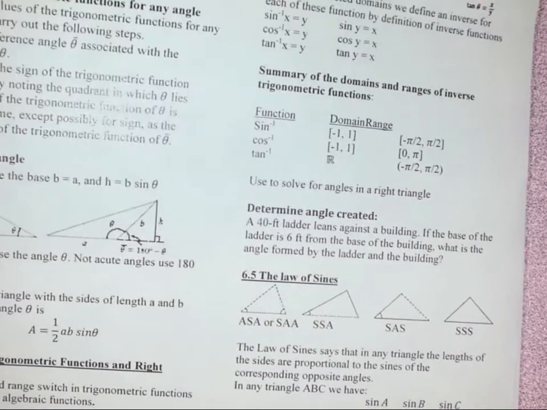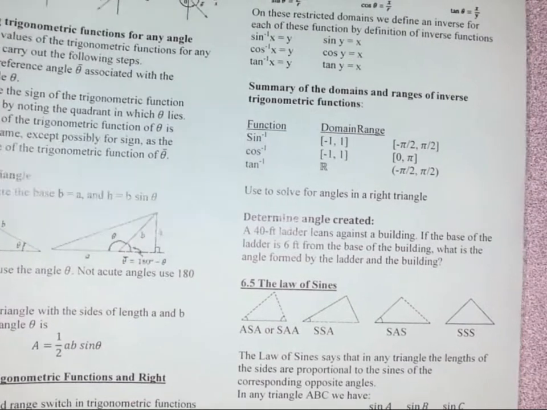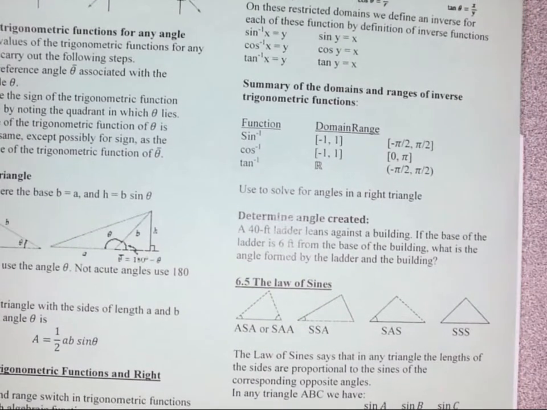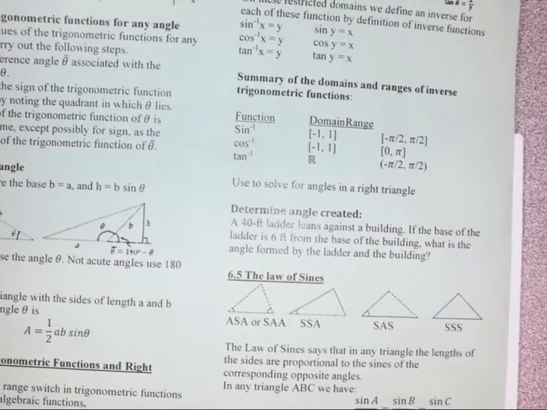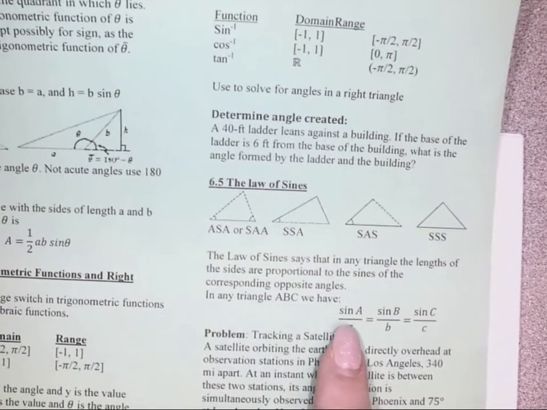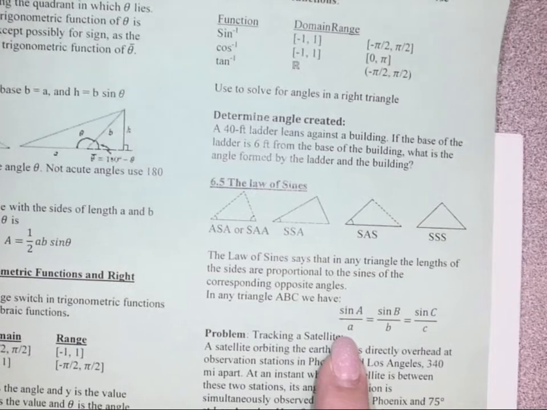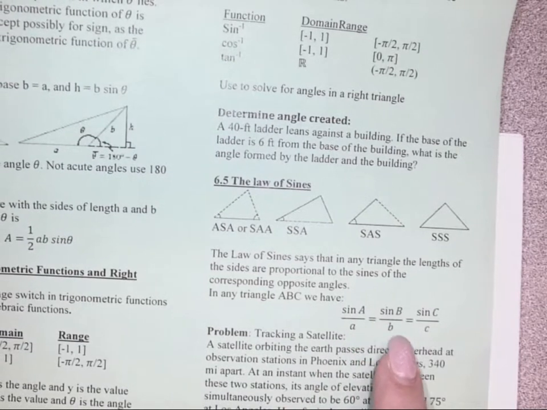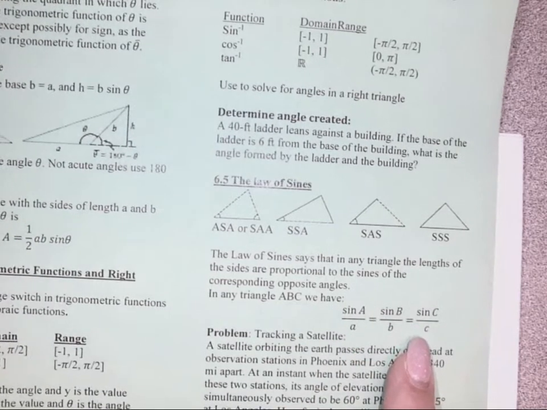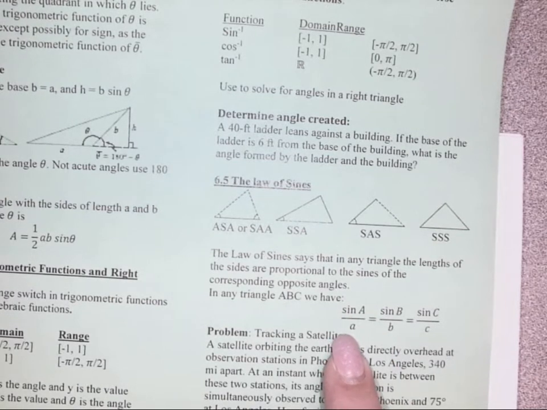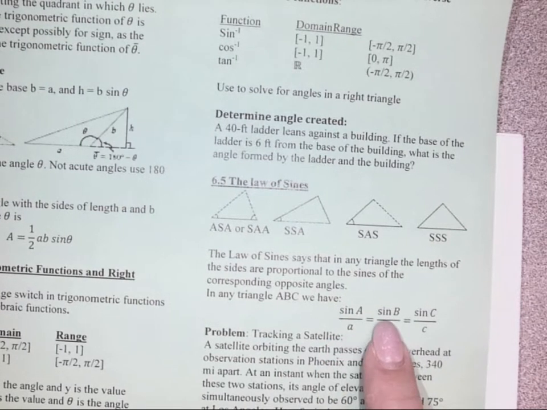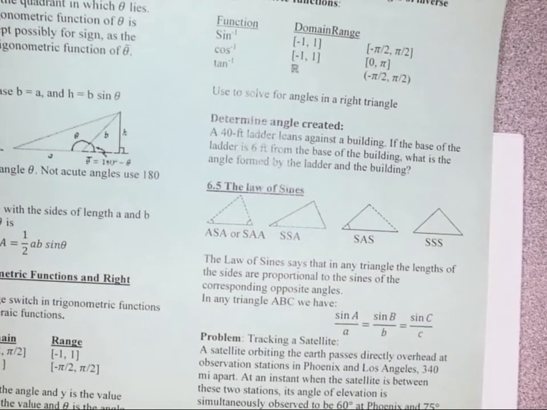And the law of sines says that in any triangle, the lengths of the sides are proportional to the sines of the corresponding opposite angles. So in any triangle ABC, we have sine of A over a equals sine of B over b equals sine of C over c. So the sine of the angle over the side that matches, that's opposite from it, is equal to all of the other ones.